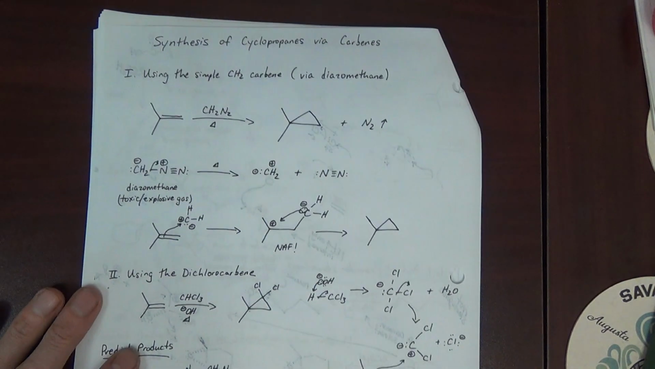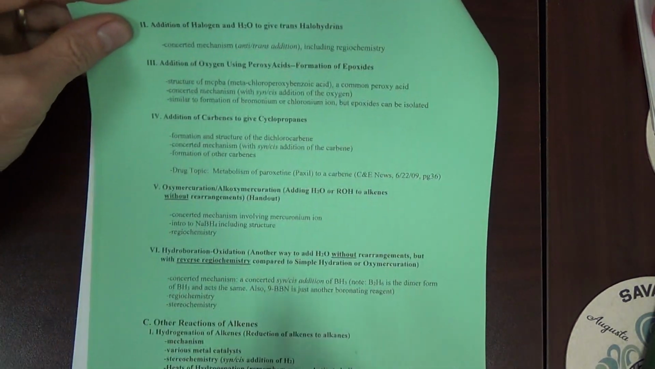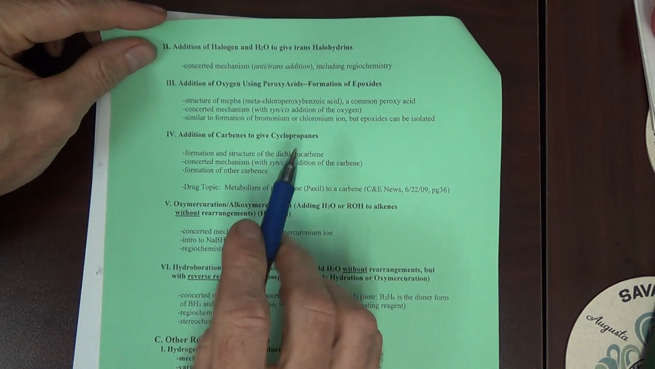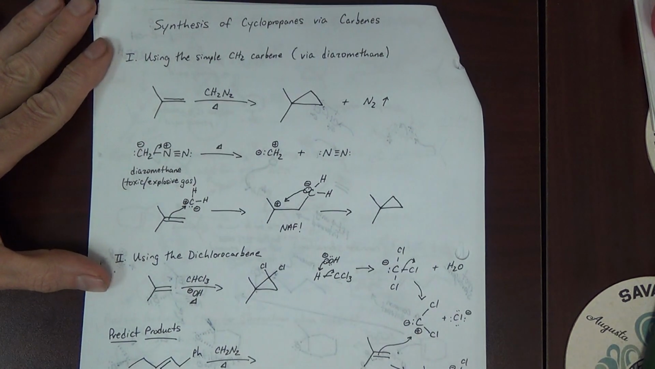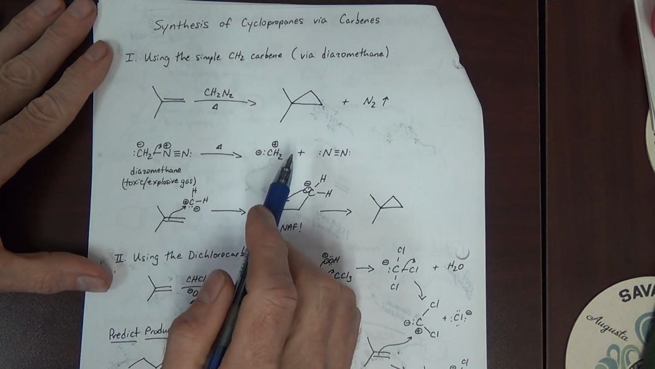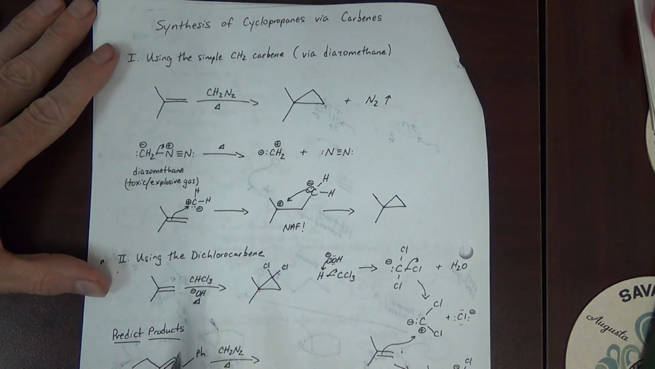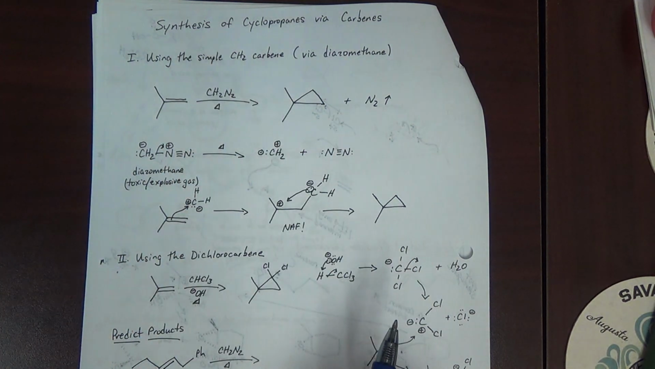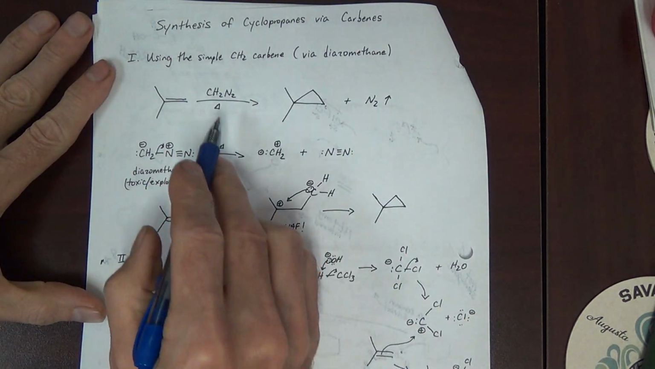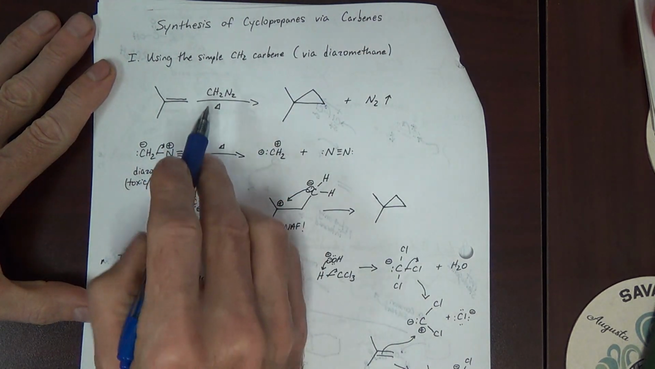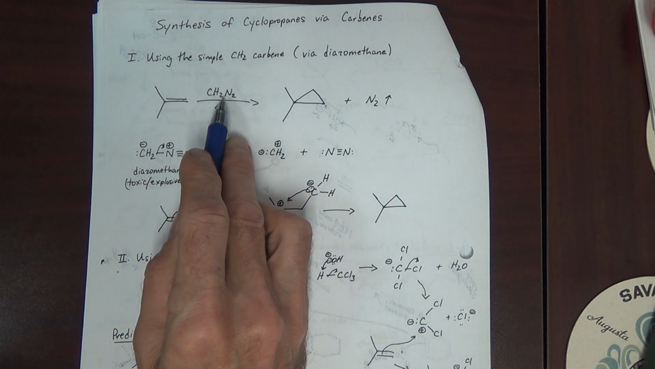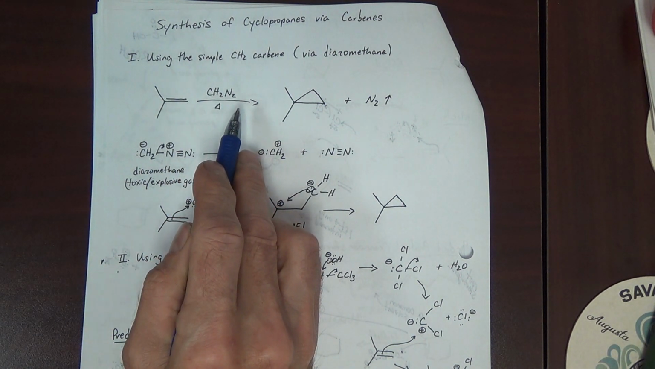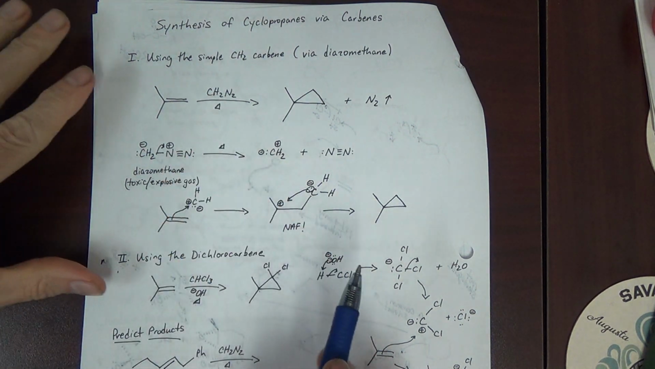The next reaction here is going to be synthesis of cyclopropanes. And we're going to see that this is by addition of carbenes. Two different carbenes we'll look at. The simple CH2 carbene, which comes from diazomethane. And this is diazomethane. It's one carbon and it's got two nitrogens there. That's where that name comes from.